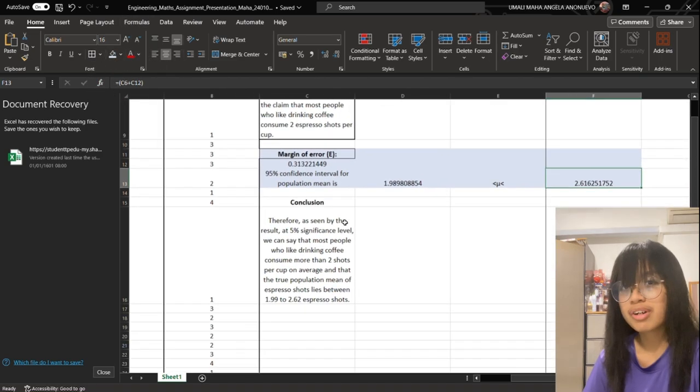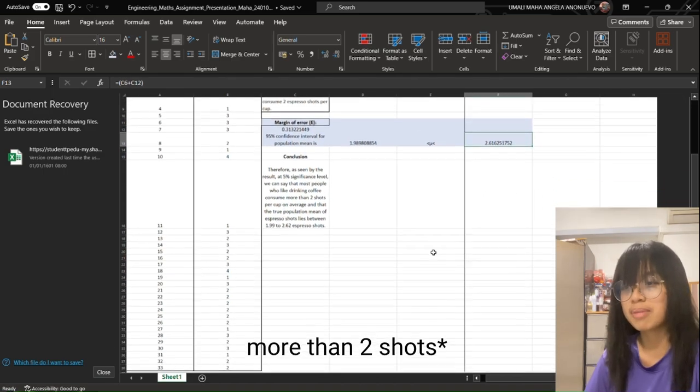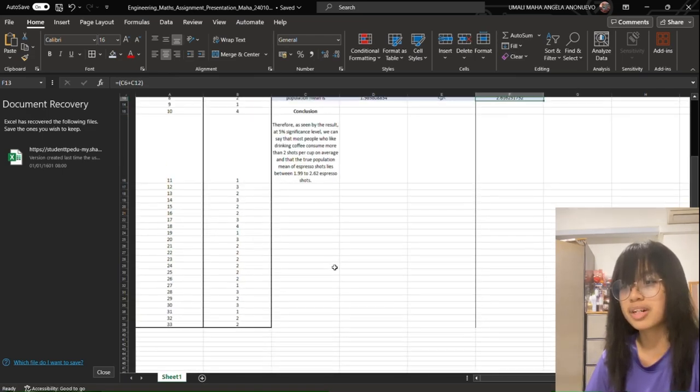Therefore, as seen by the result, at the 5% significance level, we can say that most people who like drinking coffee consume 2 shots per cup on average, and that the true population mean of espresso shots lies between 1.99 to 2.62 espresso shots.